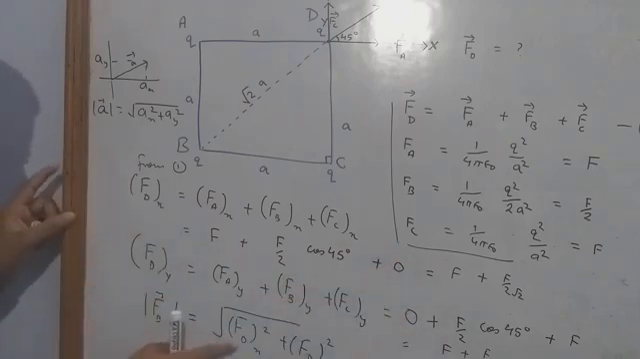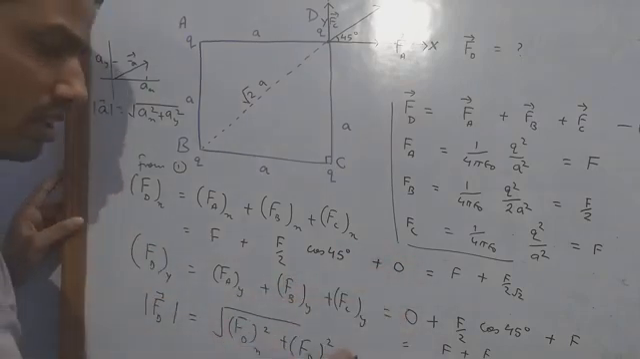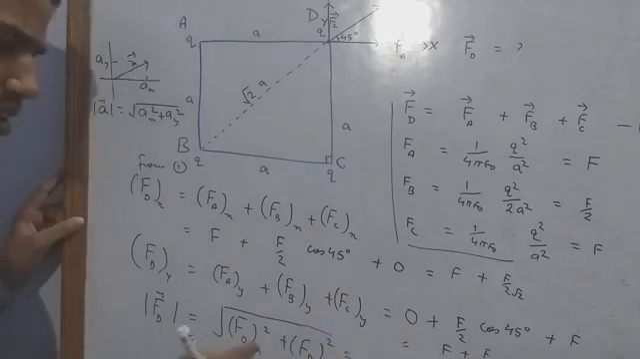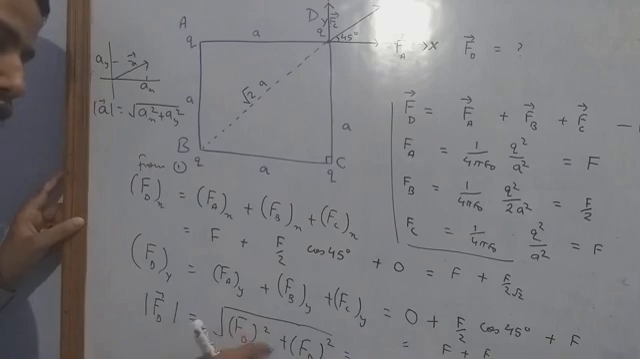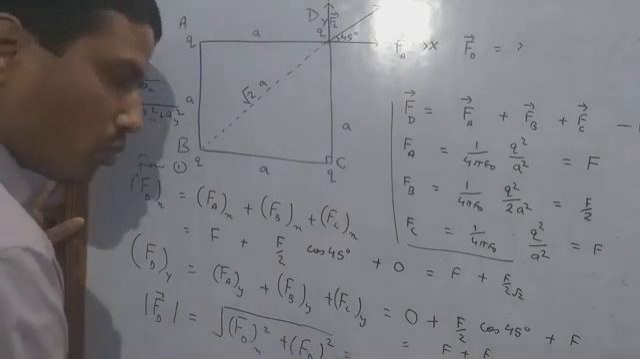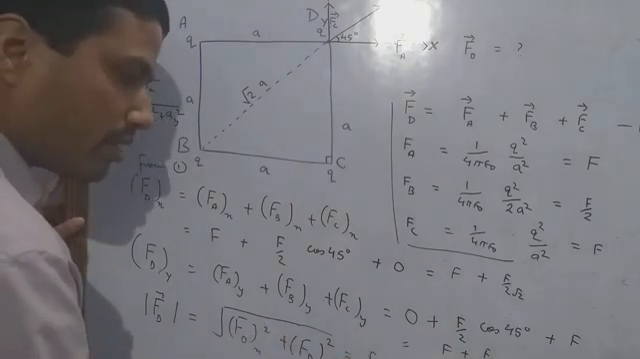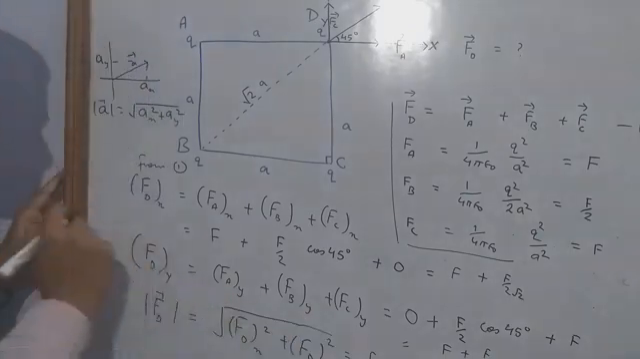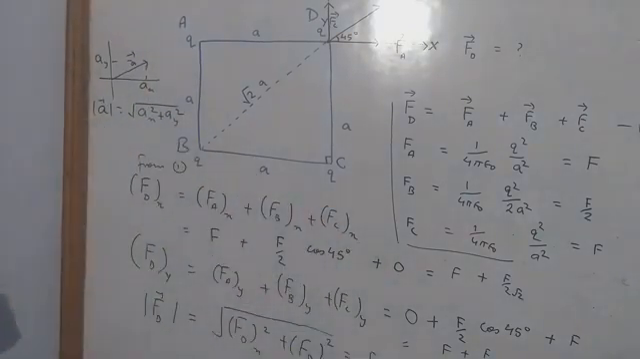Of course, since Fdx is equal to Fdy, this you can also write as Fdx square plus Fdx square. So twice of Fdx square, and therefore root 2 times Fdx, because it is a square root, and put the value of Fdx, you will get the answer. So this is the solution to this particular question.